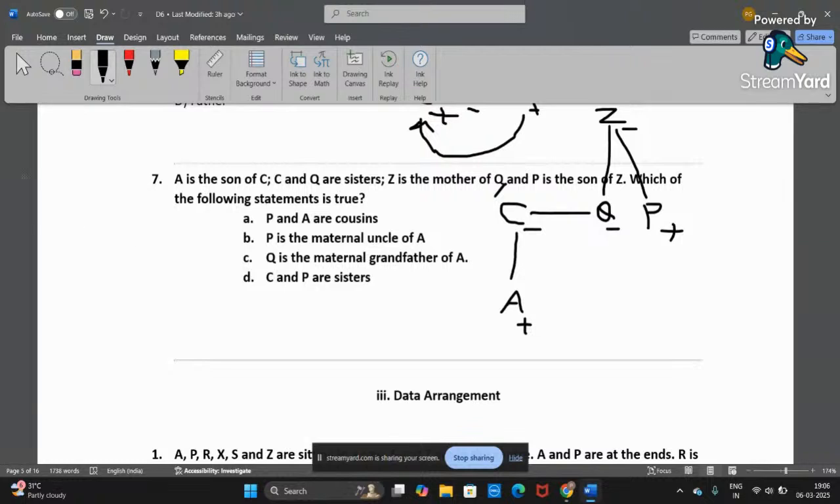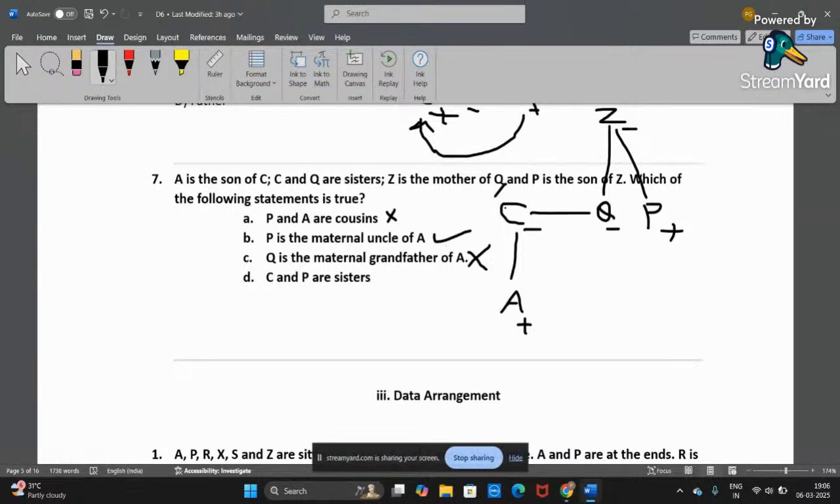So which of the following statements is true? P and A are cousins. Are they cousins? No, right? So P is uncle to A. The relation between them is P is uncle to A. So this is wrong. P is maternal uncle of A. Yes, this is correct. Q is maternal grandfather of A. No, this is aunt, right? This is indicating female, but they're telling grandfather. So this option is wrong.